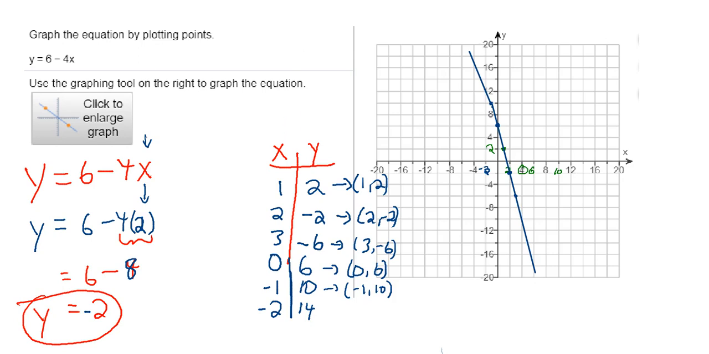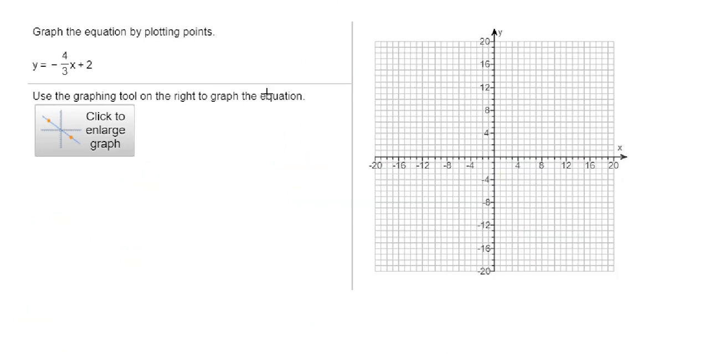All right, so let's take a look at another example. All right, so here we have a fraction. So we have y equals -4.